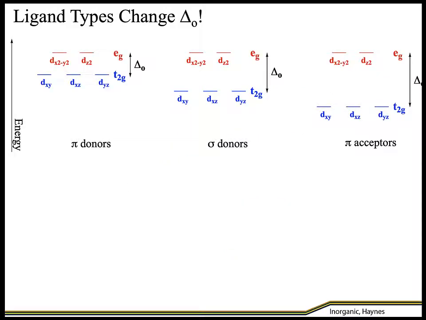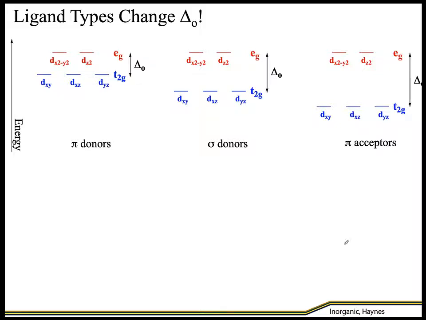And so we would see that the pi donors in general have the smallest value of delta octahedral. And again, this is the delta, or the difference in energy, between our d orbitals as they are more localized on the metal center. Our sigma donors, or what we would say pure sigma donors, because everything has some sigma donor character, is in the middle here. It has a middling range for delta octahedral. And our pi acceptor ligands actually have the greatest value of delta octahedral.